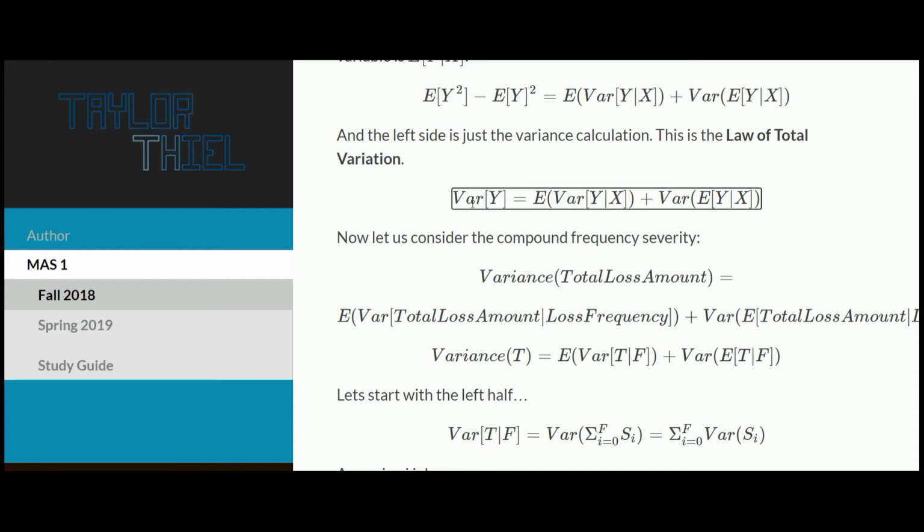So we know that the variance of a variable y is equal to the expected value of the variance of that variable given anything else of interest, call it x, plus the variance of the expected value of y given that x.